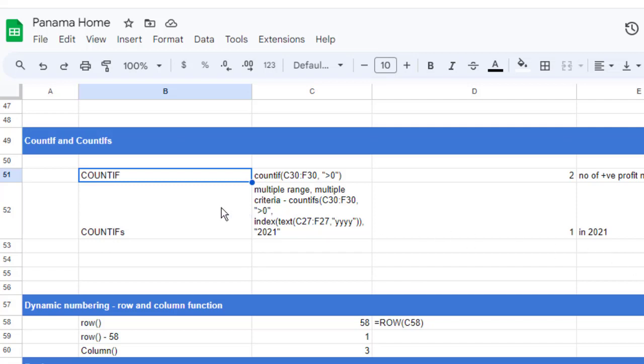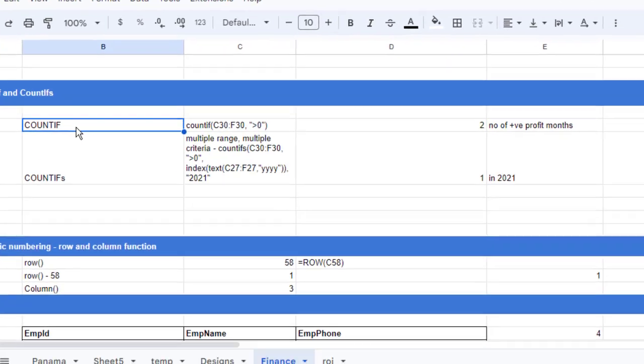In this video, let us look at the difference between CountIf and CountIfs function in Google Sheets. So both are pretty similar functions. There is just one difference.